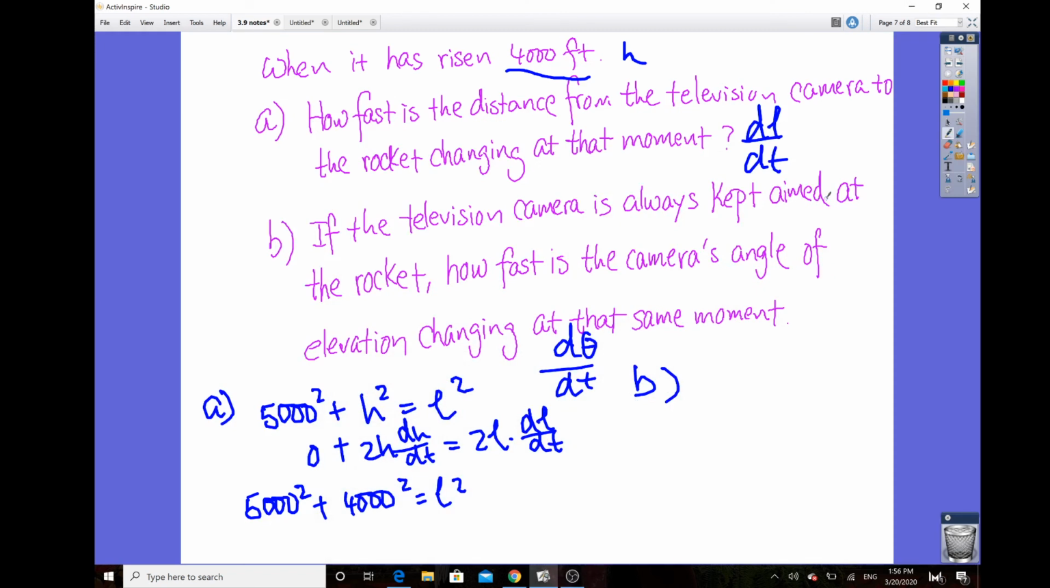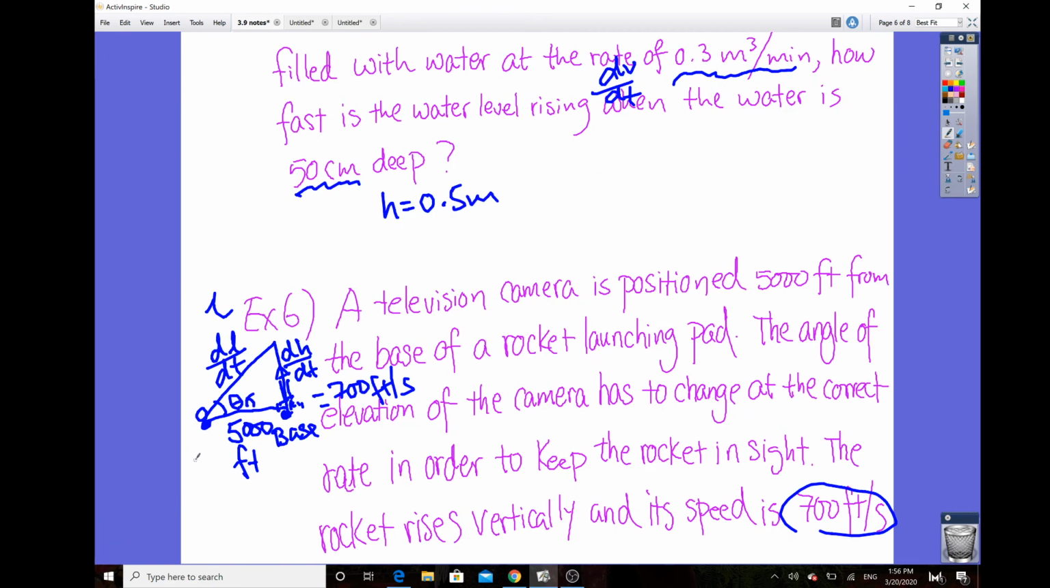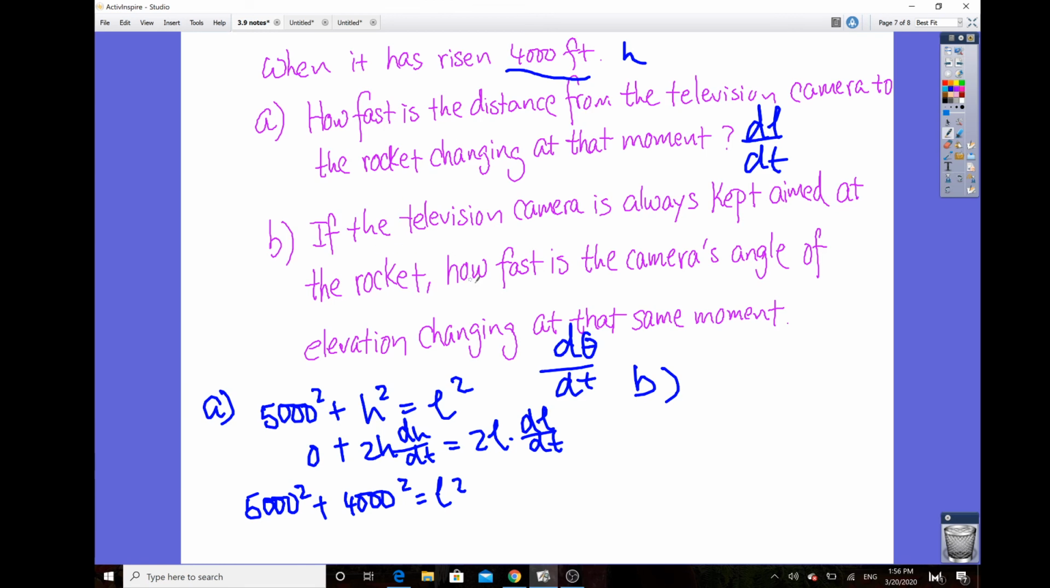Okay, so for part B, let's see what I can do. Back to the diagram. We do know that it's a constant base here, and the height is a variable. So we can use SOHCAHTOA to figure out d theta over dt. Let's use tangent of theta. For part B, you want to find the rate of change of the angle. So tangent of theta would be h over 5,000.